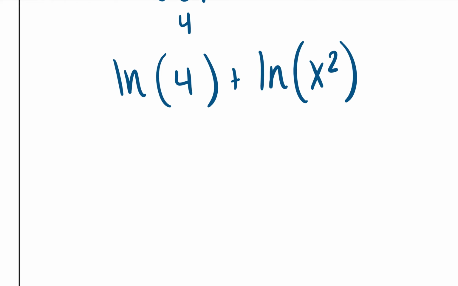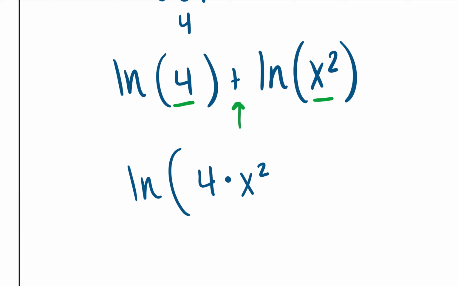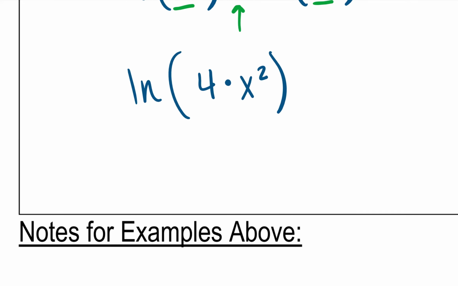Now my final step, because I am adding, I'm going to multiply 4 and x squared. So I have ln of 4 times x squared. So my final answer is ln, natural log, 4x squared. And that's it.